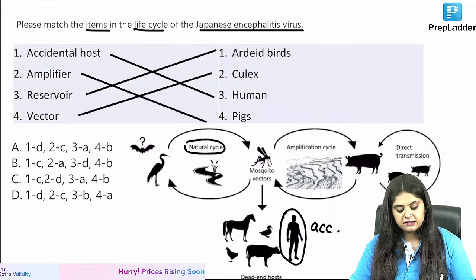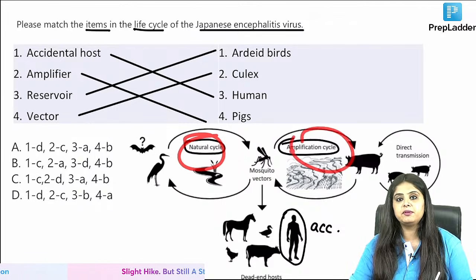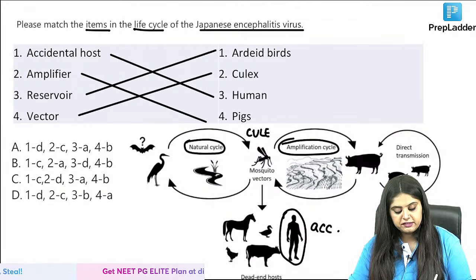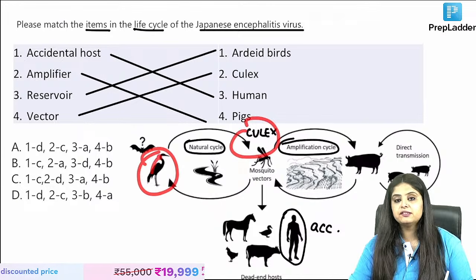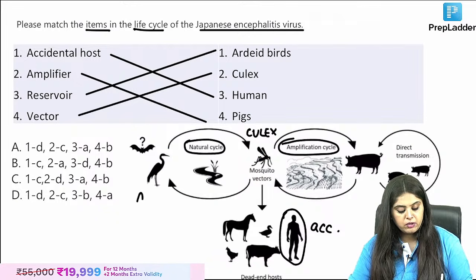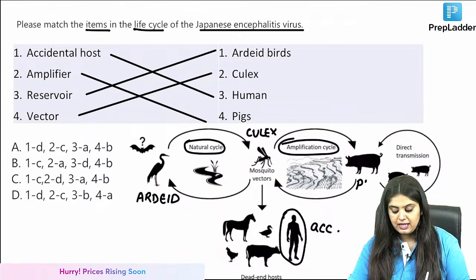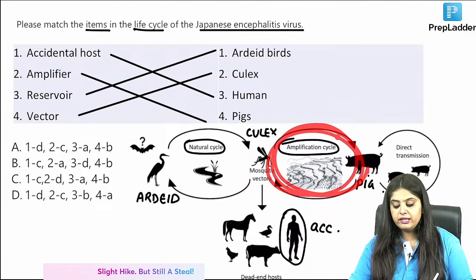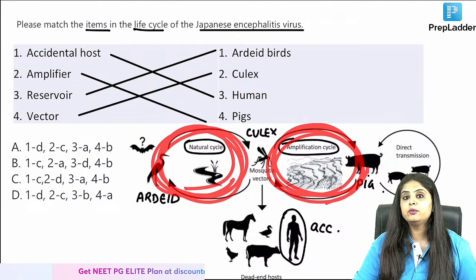Primarily, there are two cycles, natural cycle and amplification cycle. The mosquito that is involved in both is going to be Culex. Natural means it is bird-Culex. Which bird are they talking about? They are talking about the red birds. But if they say amplification, the amplifier is going to be a pig. So if it is pig-Culex, that is the amplification cycle. If it is bird-Culex, that is going to be the natural cycle.